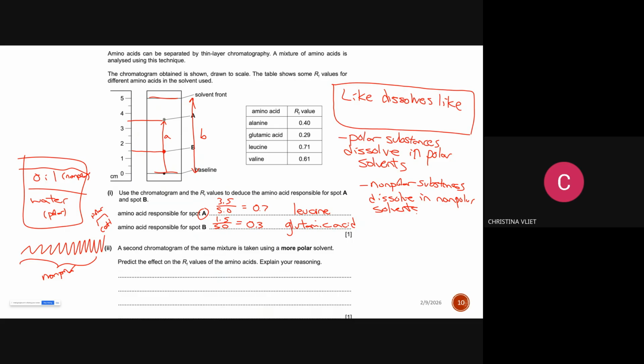What I need you to understand is this: if I have a polar substance, it's going to dissolve in a polar solvent. The solvent is what travels, the solvent is mobile, that's what's going up. Will something that's more polar carry the amino acids more or less?